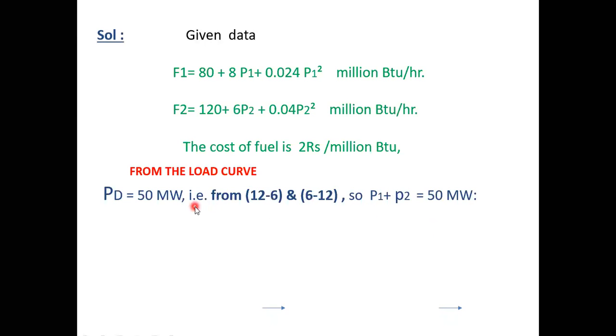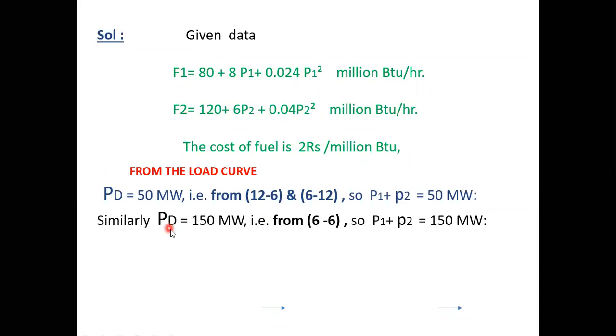From the load curve, we can get PD is equals to 50 megawatt and it is present from 12 to 6 and 6 to 12. So totally 12 hours is present. So how we can write PD? How many units we are taking? 2 units we are taking. So that's why we can write P1 plus P2 is equals to 50 megawatt. This is nothing but case 1. Coming to the case 2, similarly we can write PD, that is equals to 150 megawatt and it is also present for 12 hours. P1 plus P2 equals to 150 megawatts.